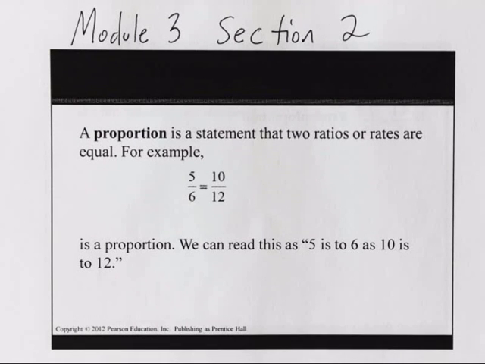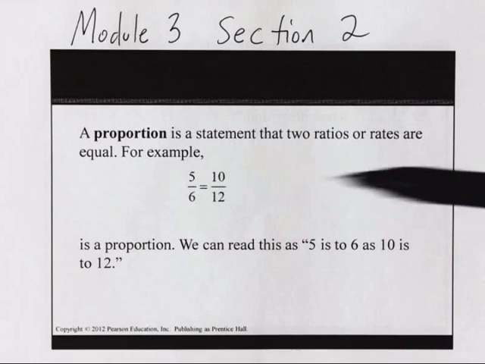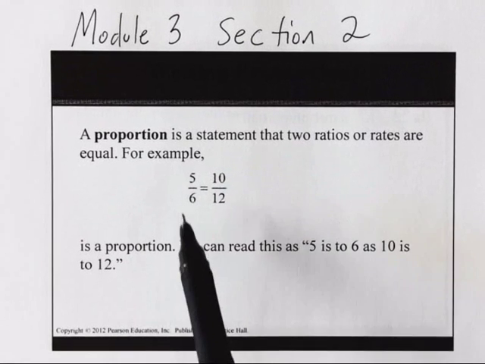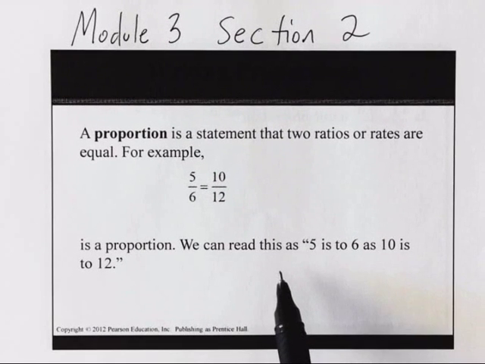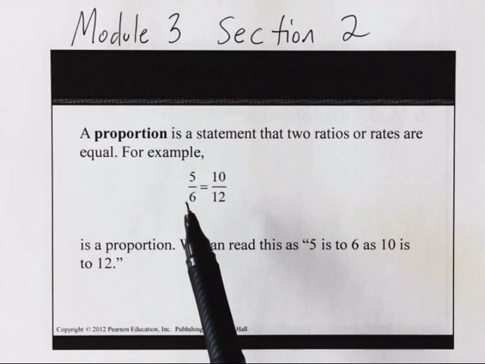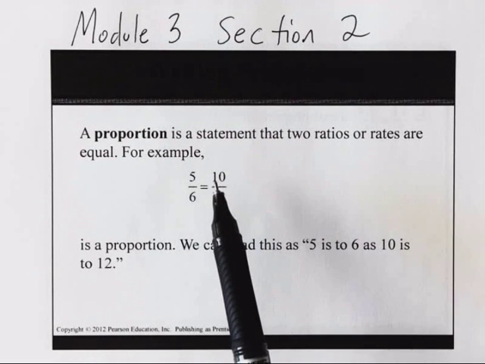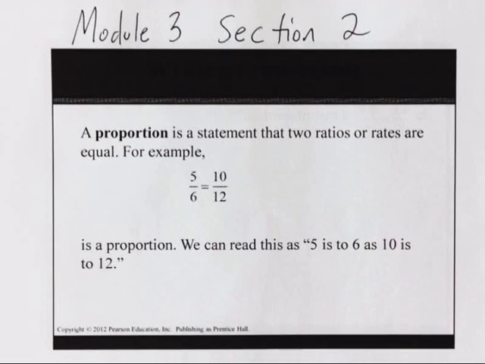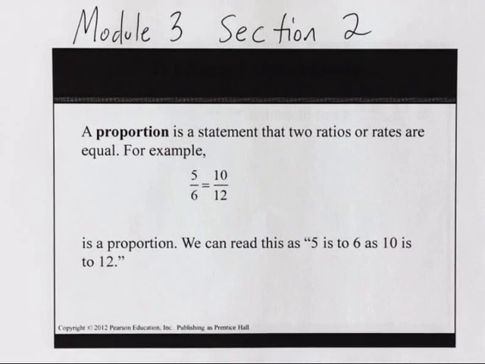So in a proportion, we're essentially setting two ratios equal to each other, and notice that these ratios are written as fractions. If we want to read a proportion in sentence form, for example, we would read this as 5 is to 6 as 10 is to 12. So the "as" is kind of like the equal sign in the middle.